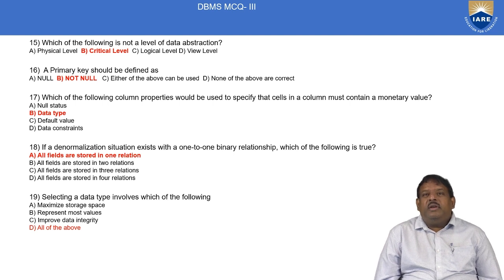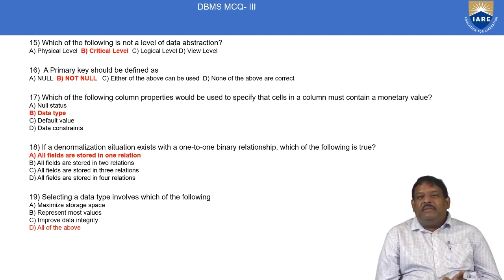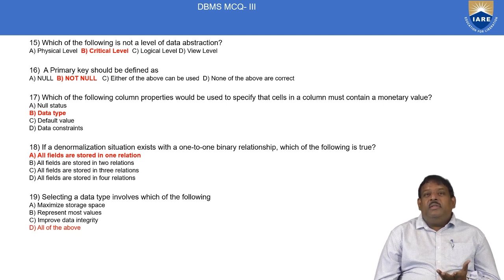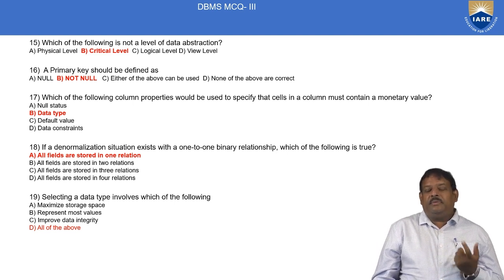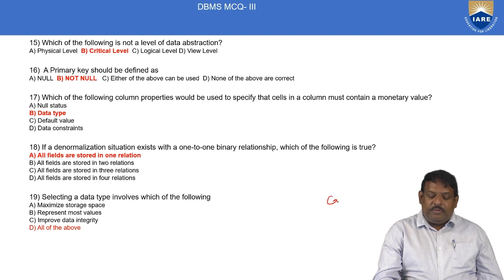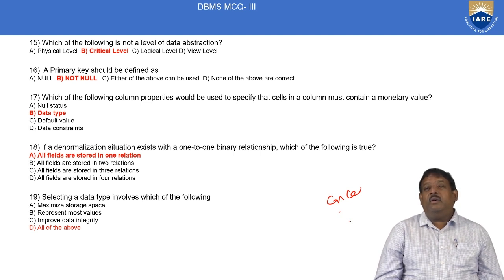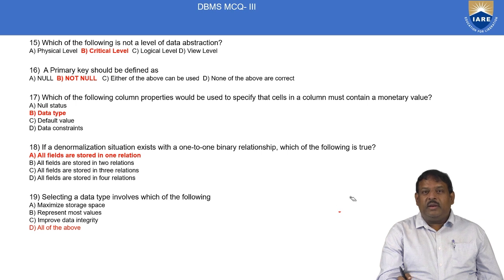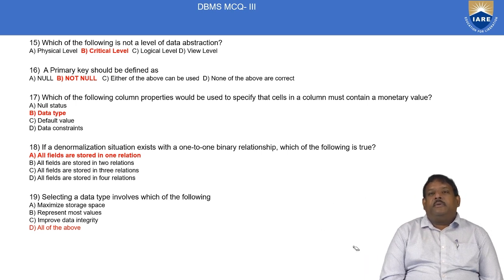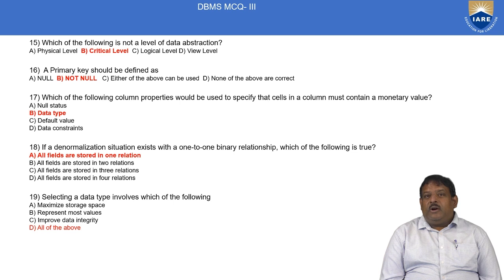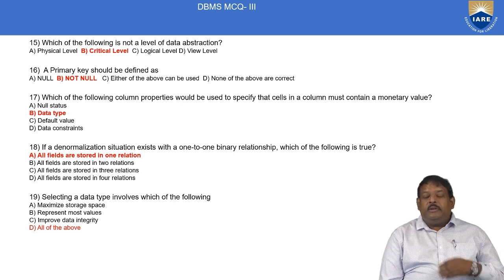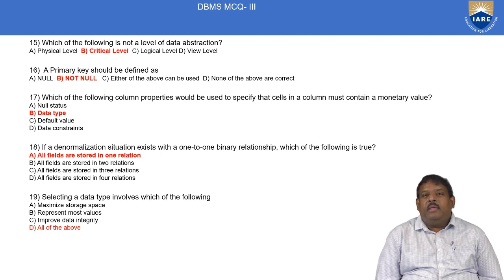Next, which of the following levels is not part of data abstraction? When you talk about data abstraction, there are levels like physical level, logical level, and view level. Here there is something called critical level. This is not a level of abstraction. The database abstraction levels would be physical level, conceptual or logical level, and view level. So the right answer is that the critical level is not part of data abstraction.